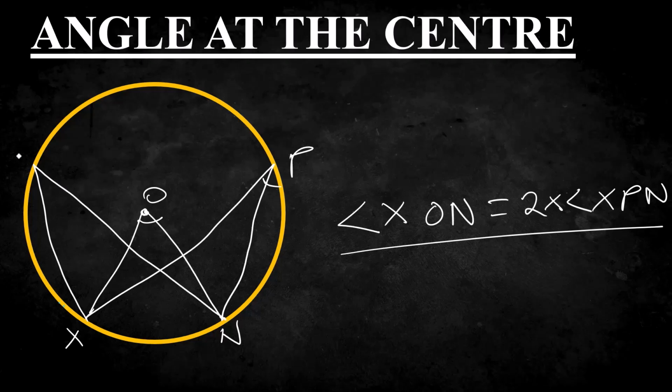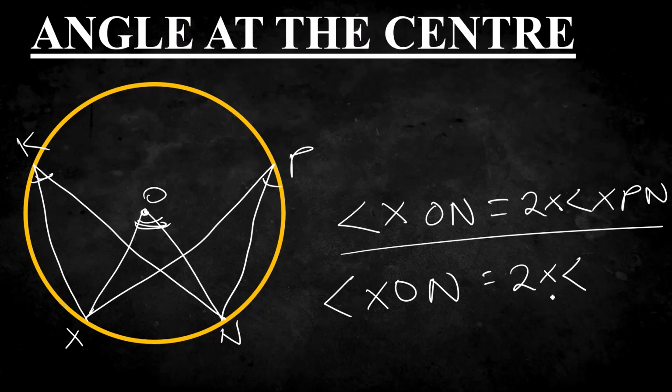We can also form one here. Let's call this point K. Same thing, angle XON, that is this side, is the same as twice angle XKN. So if this side is 30 and this side is 40, then this side will be 2 times 40 and this side 2 times 30. That is the idea. That's the first property.